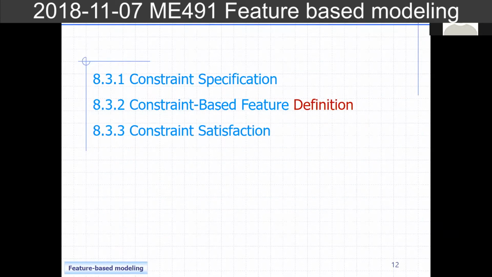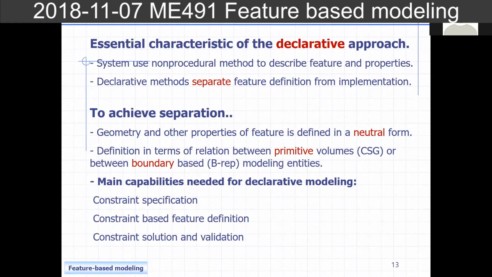Right, the declarative technique, once again: the sequence of history is not important. The importance goes to the complete set of constraint definitions. So you can say constraint-based feature definition. And finally, the satisfaction, solving the constraint equations, we arrive at the wanted model at once.